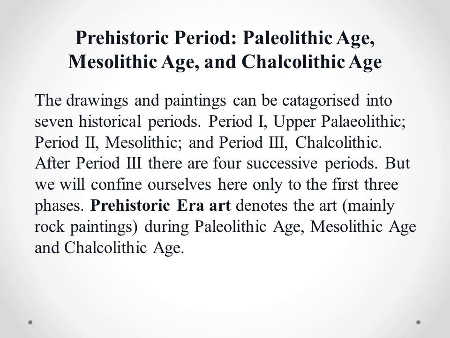Prehistoric period: Paleolithic age, Mesolithic age and Chalcolithic age. The drawings and paintings can be categorized into seven historical periods. Period first, Upper Paleolithic; period second, Mesolithic; period third, Chalcolithic. After period third, there are four successive periods, but we will confine ourselves here only to the first three phases.